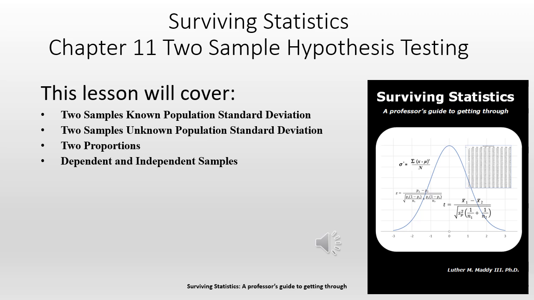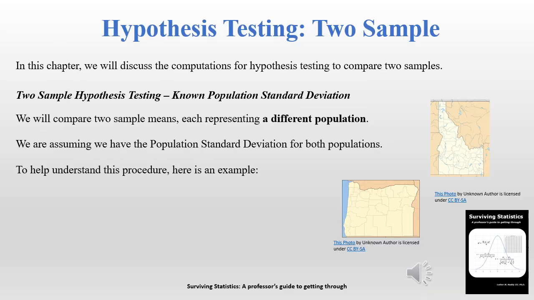Well, in Chapter 11, we're going to continue our discussion of hypothesis testing. In this chapter, we'll cover two samples. So we'll cover the formulas for creating a hypothesis test scenario for two samples when we know the population standard deviation, two samples when we don't, and two proportions, and then we'll also discuss dependent and independent samples for hypothesis testing. Again, as I just said, in this chapter we're going to be comparing the means of two different samples.